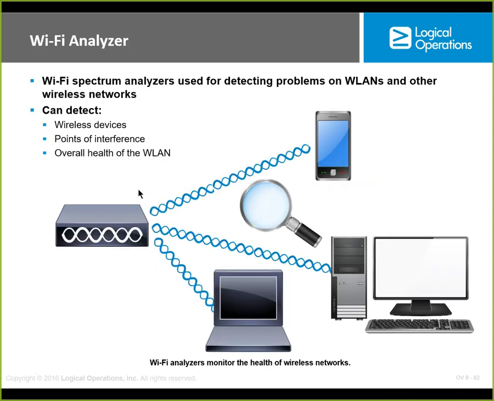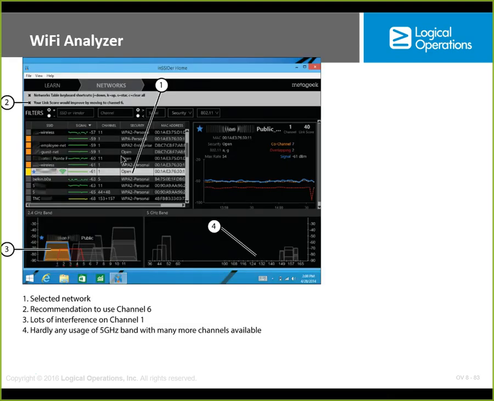A Wi-Fi analyzer detects problems in wireless LANs. It can detect the wireless devices, points of interference, and the overall health of the wireless LAN. These are a couple of them. This says it's a Wi-Fi analyzer here. This is actually one called inSSIDer, which I think you can get for free. It gives you some information.